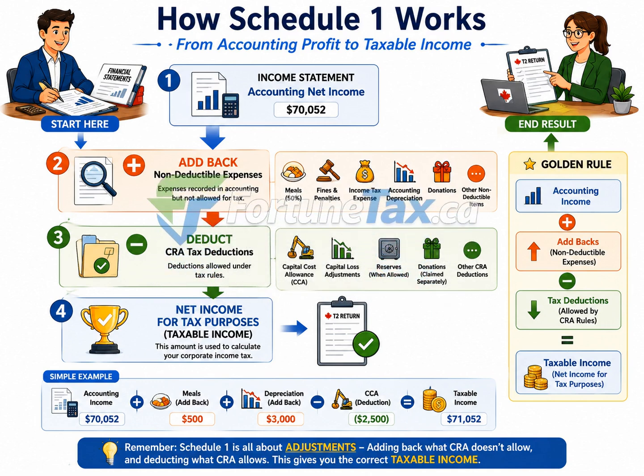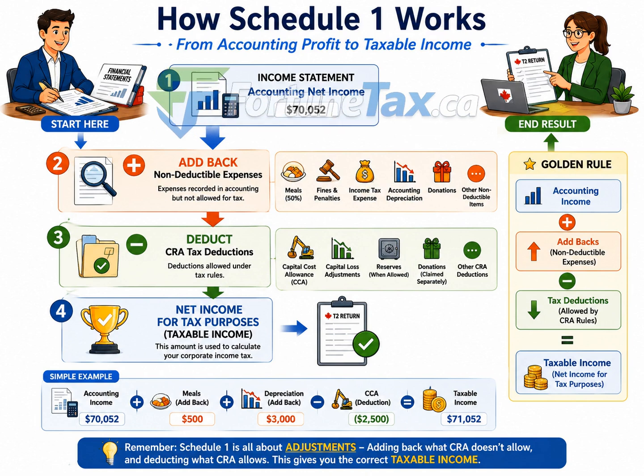The process begins with the company's accounting net income. This number comes directly from the financial statements, specifically the income statement, and is usually transferred automatically into the tax software. It represents the company's profit before applying the CRA's tax rules. Next comes the Add Back section. Here, we increase the accounting income by adding back expenses that were recorded in the financial statements, but are not fully deductible for tax purposes. Common examples include the non-deductible portion of meals and entertainment, fines and penalties, income tax expense, and accounting depreciation.